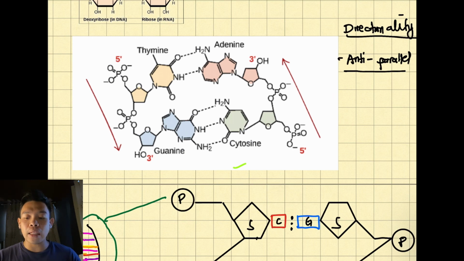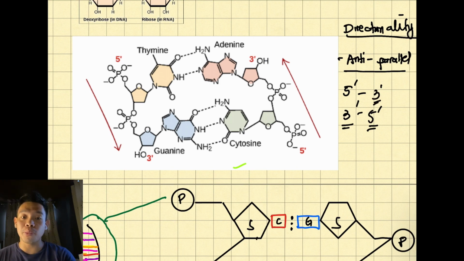This anti-parallel structure concerns how the sugar and phosphate backbone are attached to the nitrogenous bases, and they run in a 5' to 3' direction and a 3' to 5' direction. The primes simply indicate the attachment of a molecule to a particular carbon.